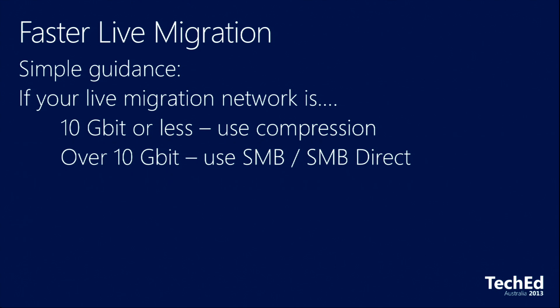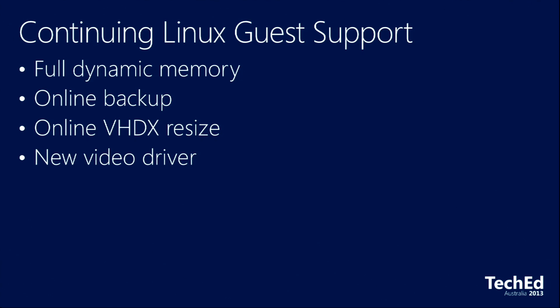A little point, I often get asked, when do we use compression? When do we use SMB Direct? Really simple guidance here. How much bandwidth do you have available for live migration? If it's 10 gigabit or less, use compression. If it's over 10 gigabit, use SMB Direct. We've done huge amounts of testing, and every time this guidance bears out.